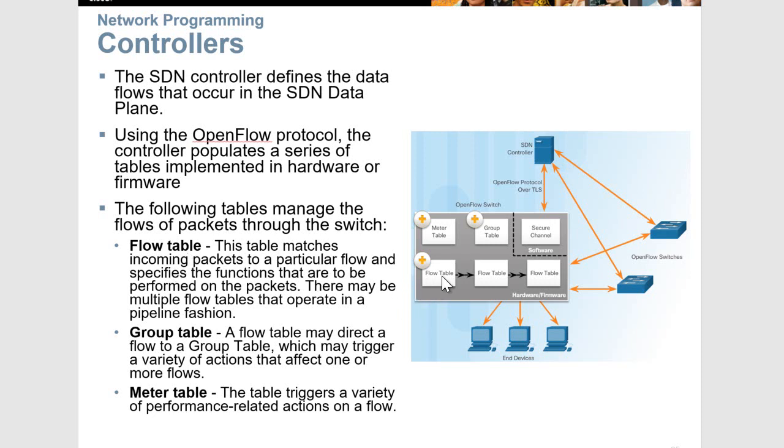You've got your flow table, these three tables down here. This table matches incoming packets to a particular flow and specifies the functions that are to be performed on the packets. There may be multiple flow tables that operate in a pipeline fashion, like you see over here. You've got a group table. A flow table may direct a flow to a group table, which may trigger a variety of actions that affect one or more flows. You've got your meter table. The table triggers a variety of performance-related actions on a flow.